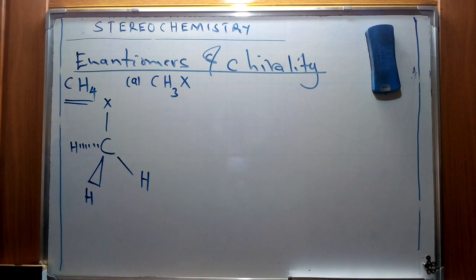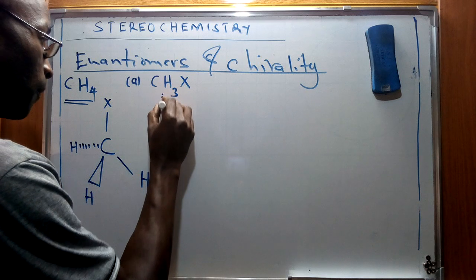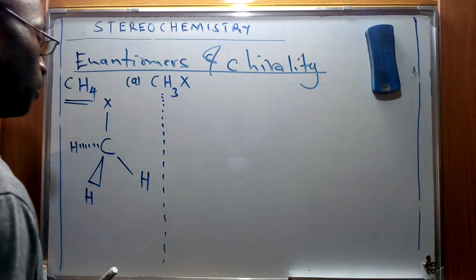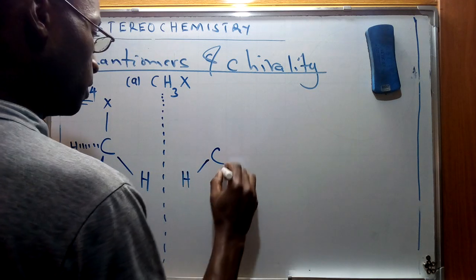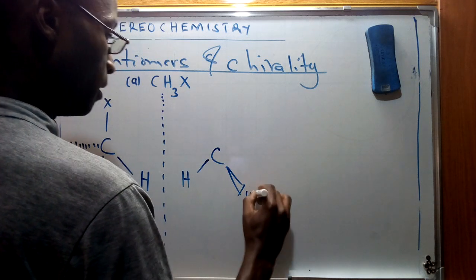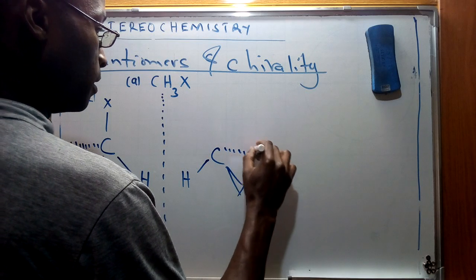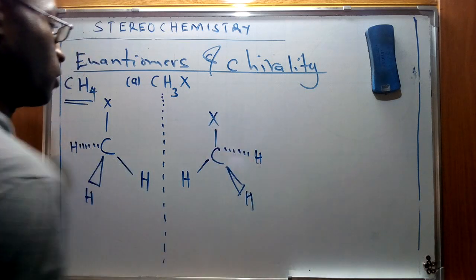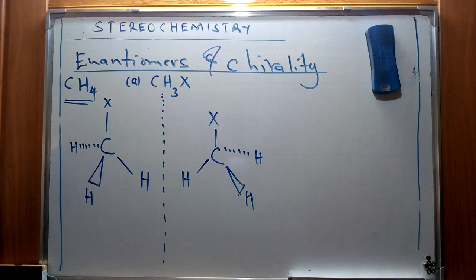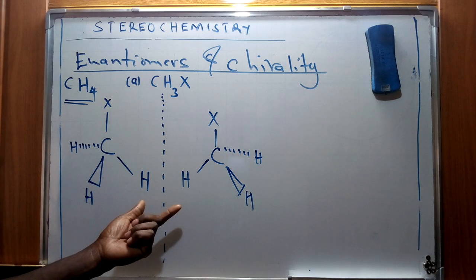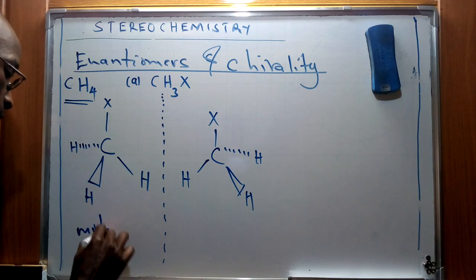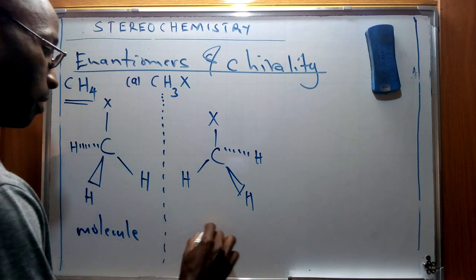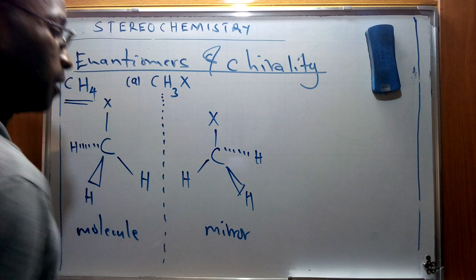So if we try to look at the molecule, or try to have a mirror image of this specific molecule, I'm going to have this hydrogen at this specific point, this wedge part at this specific point, the one pointing away at this specific point, and my X is going to be at that specific point. If we try to look at the spatial arrangement of this one, let's assume that this is the molecule, and this is the mirror image of that specific molecule.